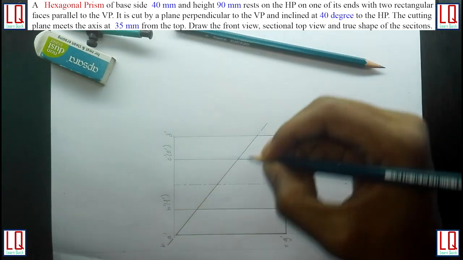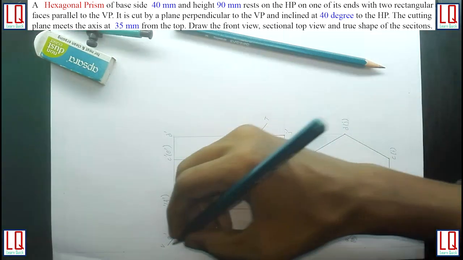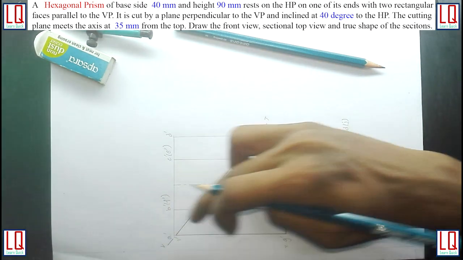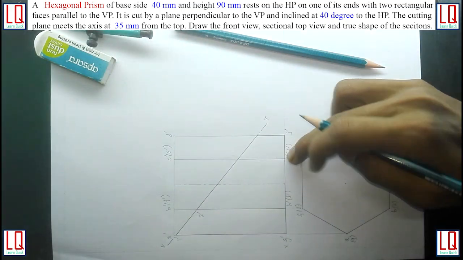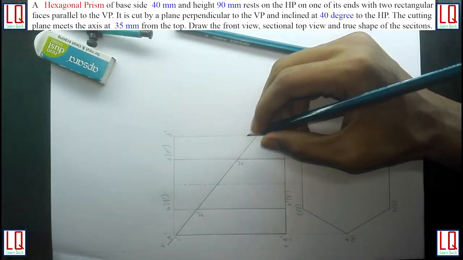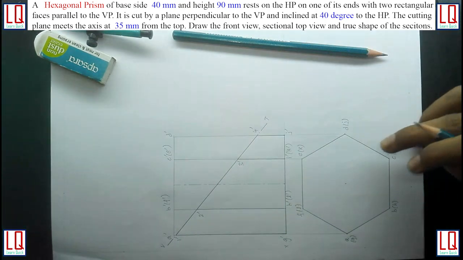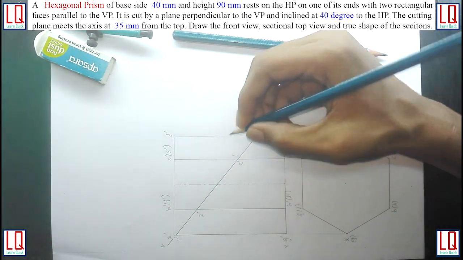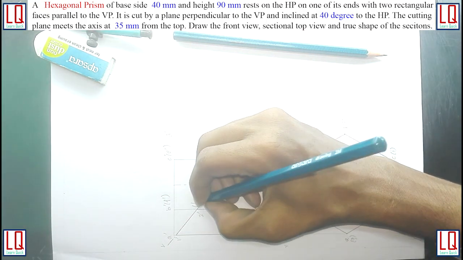Mark cutting plane VT. Name the cutting plane at places where it intersects the edges like 1 dash for edge A dash G dash, 2 dash for edge B dash H dash, 3 dash for edge C dash I dash, 4 dash for edge D dash J dash, bracket 5 dash for edge bracket E dash bracket K dash, bracket 6 dash for edge bracket F dash bracket L dash.